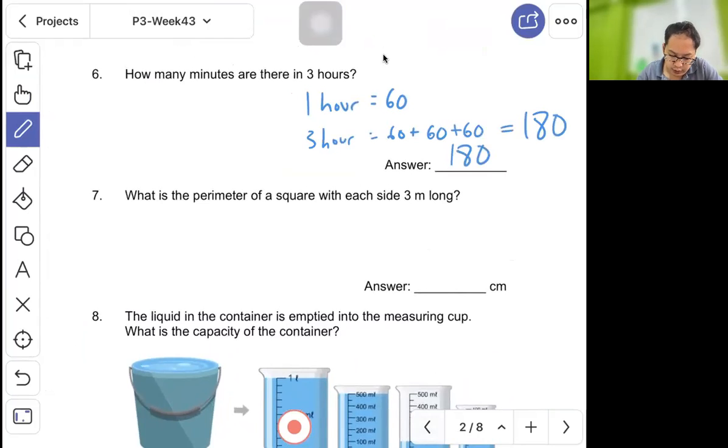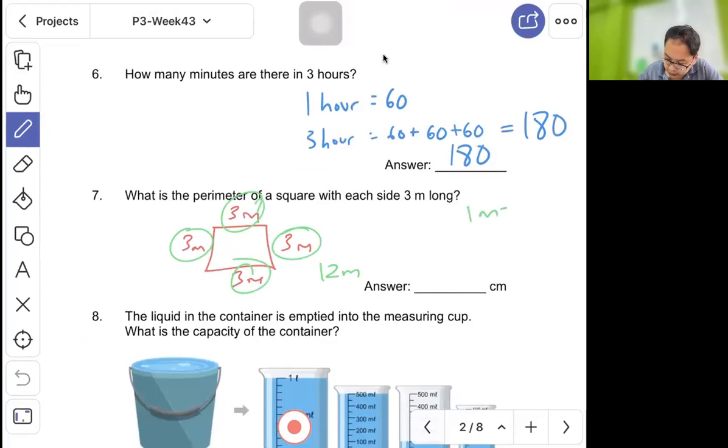Question seven, what is the perimeter of a square with each side 3 meters? So let me draw out the square, 3 meters, 3 meters, 3 meters, 3 meters. So you just add 3 plus 3 plus 3 plus 3, that will be 12 meters. So they ask in cm, 1 meter is 100 cm, 12 meter will be 1,200 cm.